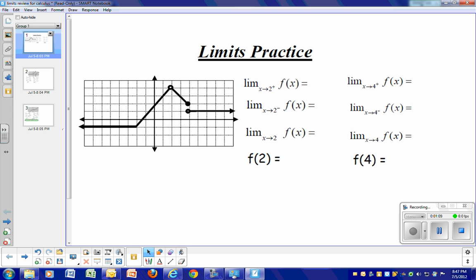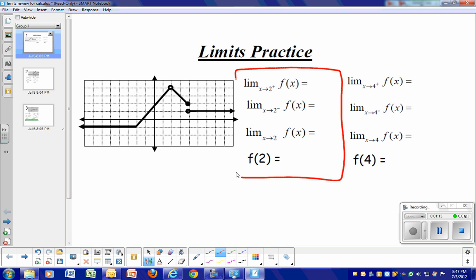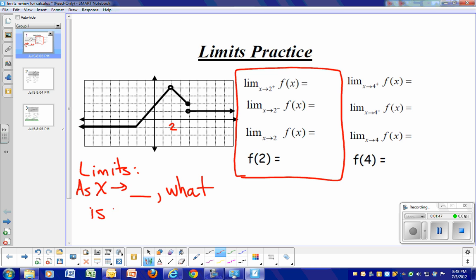The first block of questions here all have to do with the value of 2 relative to this particular graph. I'm understanding these boxes to be by 1, so this is the x value of 2. Limits ask for what the function is doing, what the y value is doing, as x does blah, blah, blah, fill in the blank, okay? The x approaching whatever is the filling in the blank of what x is doing. So limits say, as x does whatever, what is y doing, or what is f of x doing.